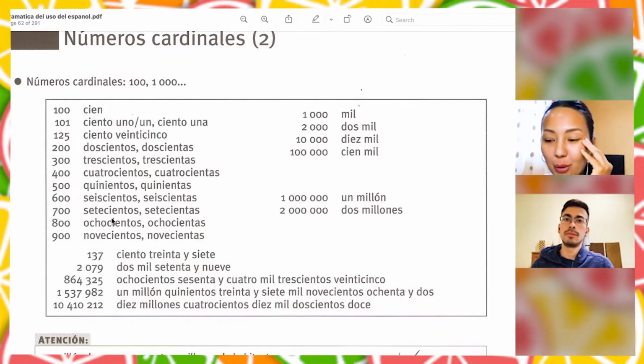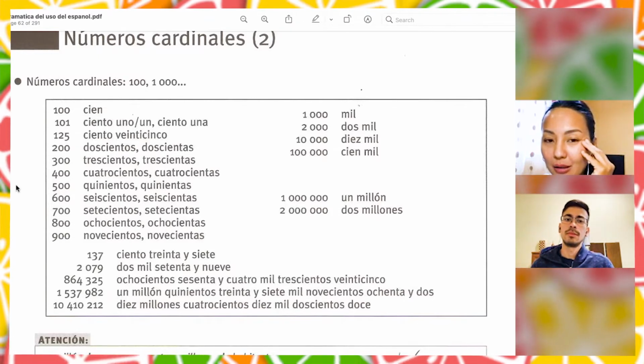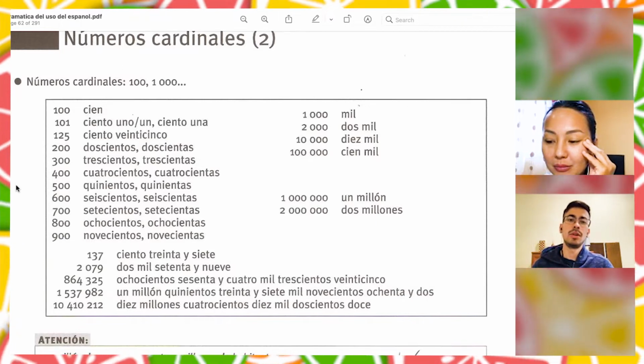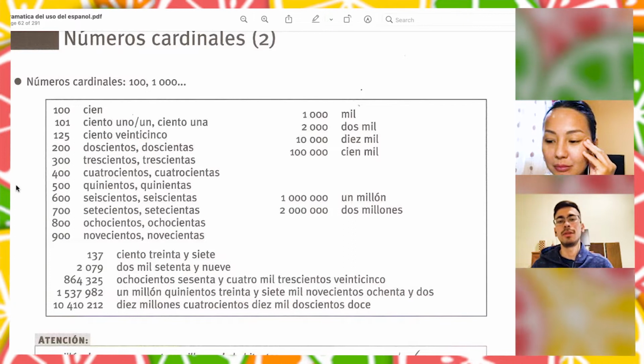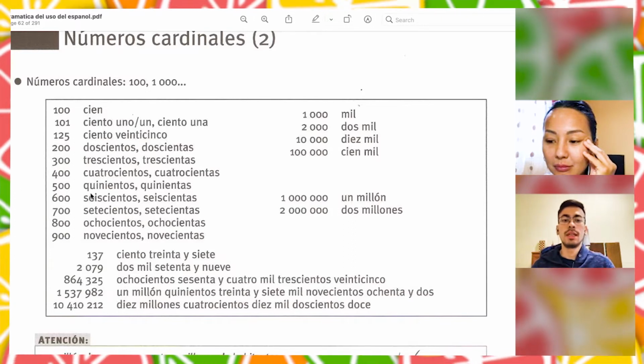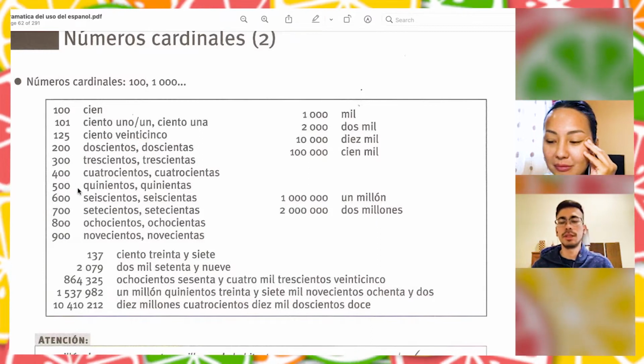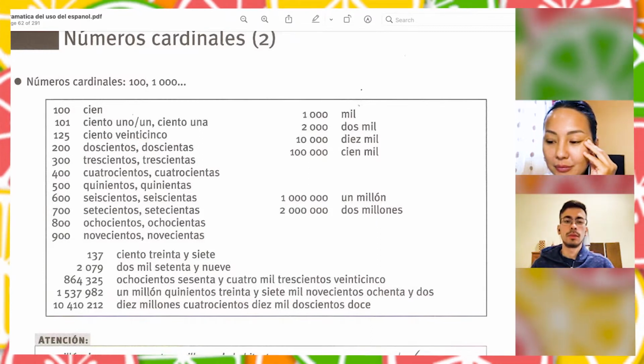I have a question. Why do you think they have problems with quinientos and quinientas? I think because it changed. We have 5, and then we have to change that. For example, some students say cincocientos, so maybe they forget about this change. Yeah, so 500.